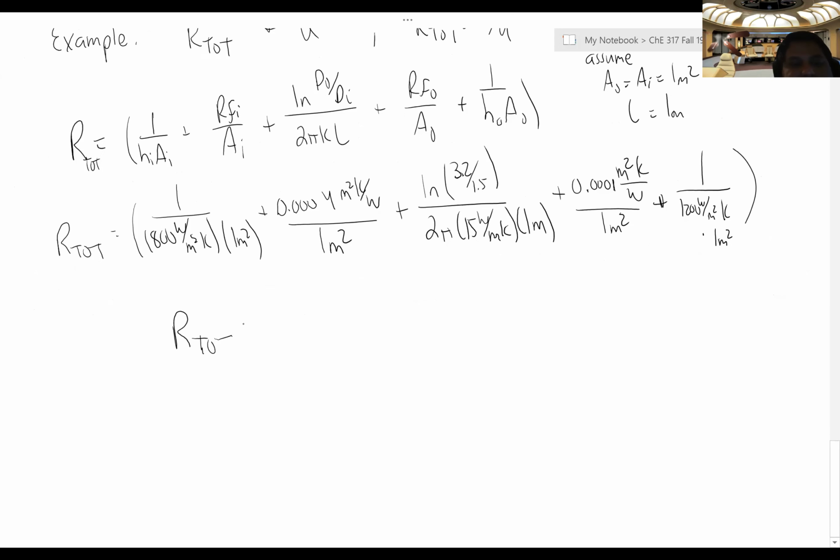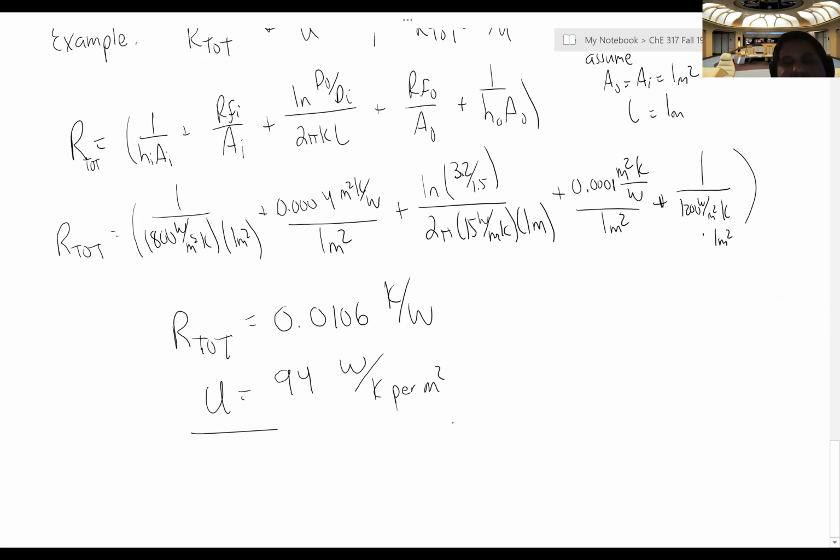But if you do this calculation for R total, you should get a value of approximately 0.0106 or 0.011 Kelvin per watt, which means if you take the inverse of that, you get U is about 94 watts per Kelvin per meter squared, right? Because that's our basis.